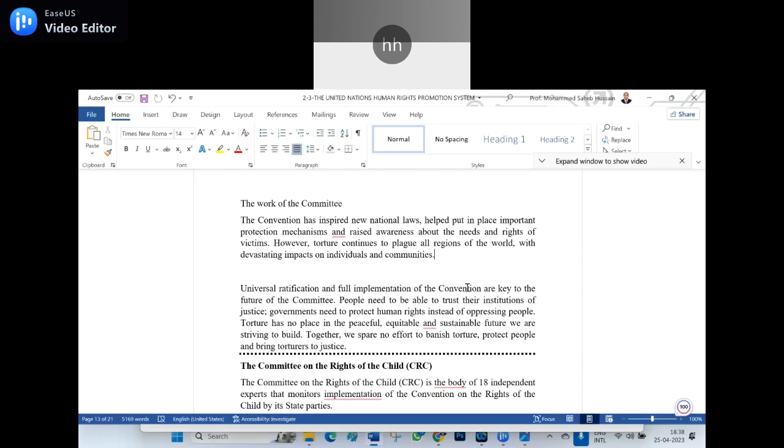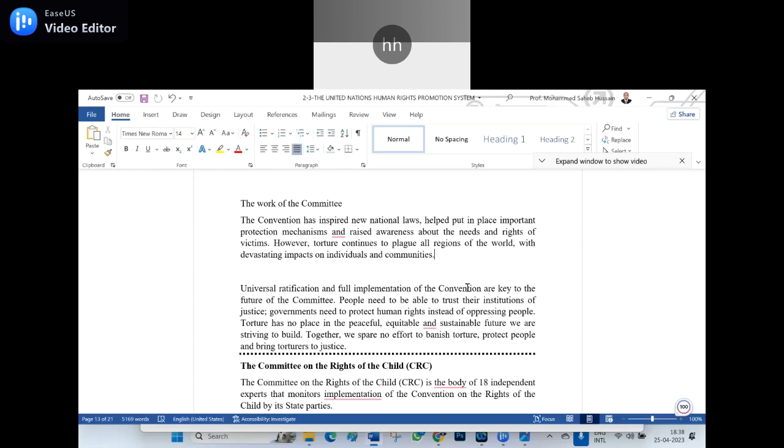People need to be able to trust their institutions of justice, and the government needs to protect human rights instead of opposing people. They try to protect the human rights, and we are not supposed to be oppressing the people's voice. Torture has no place in the peaceful, equitable, and sustainable future we are striving to build.